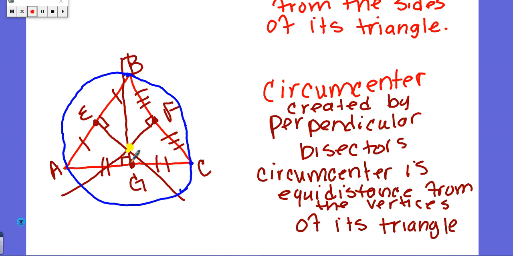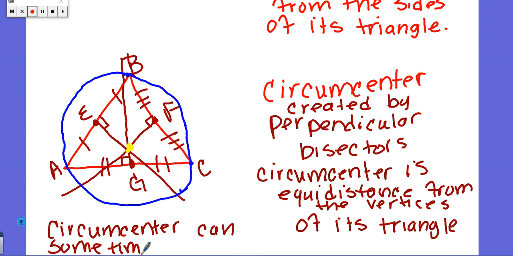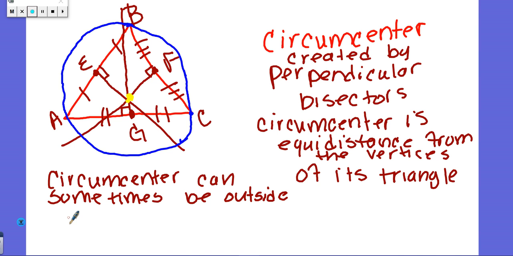And the circumcenter is one of those special points of concurrency where it can actually be outside of the triangle that you draw. It can be outside too, so make sure you remember that fact. Circumcenter can sometimes be outside of the triangle. It can be outside of it because sometimes these lines won't intersect inside the triangle depending on the type you have. It could be out here somewhere.